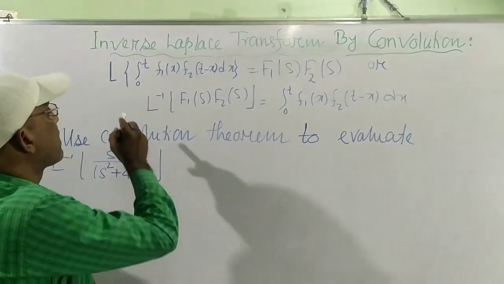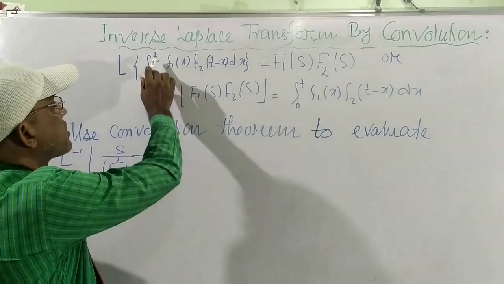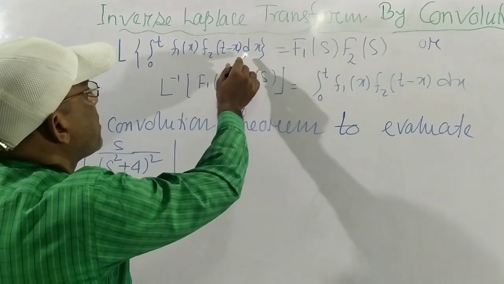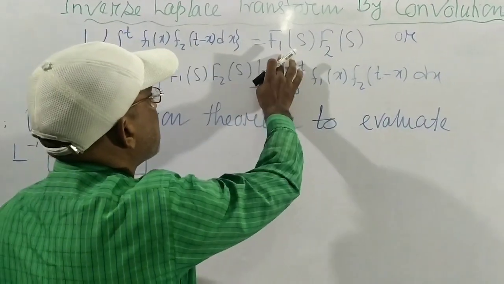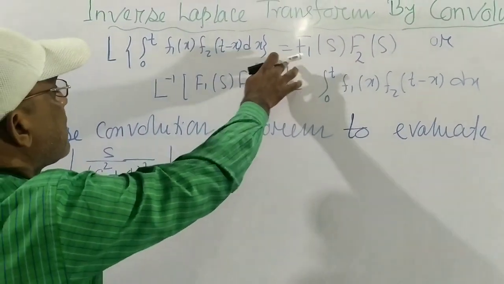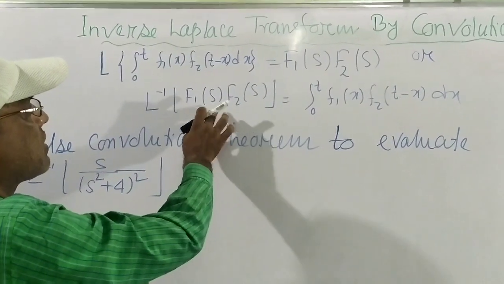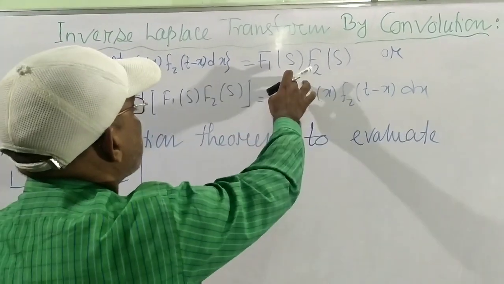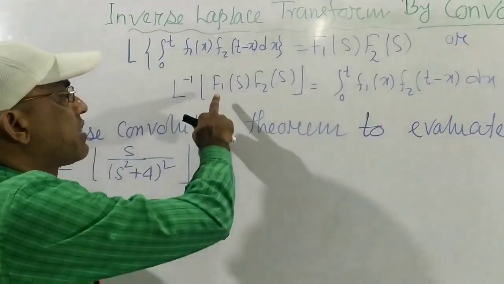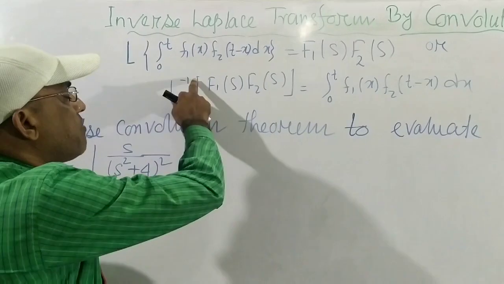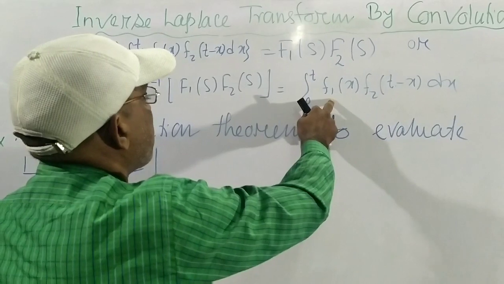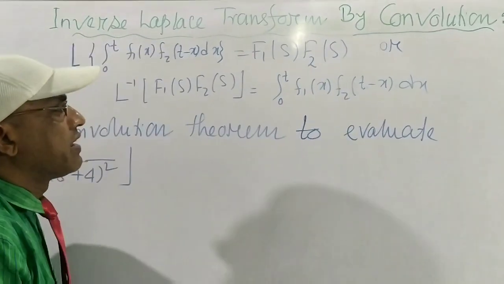The theorem is that L of the integration 0 to t f1(x) f2(t minus x) dx equals F1(s) F2(s). Or, taking L inverse on this side, L inverse of F1(s) F2(s) equals the integration 0 to t f1(x) f2(t minus x) dx. So this is our theorem. You have to remember this: L inverse F1(s) F2(s) equals integration 0 to t f1(x) f2(t minus x).